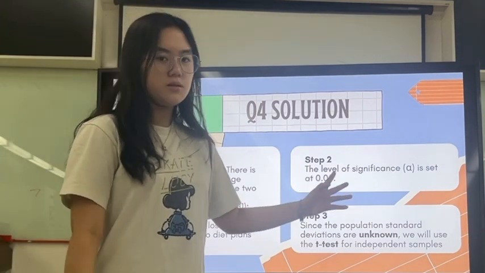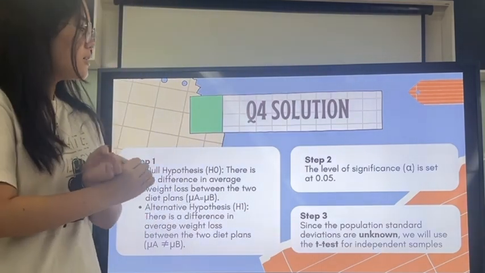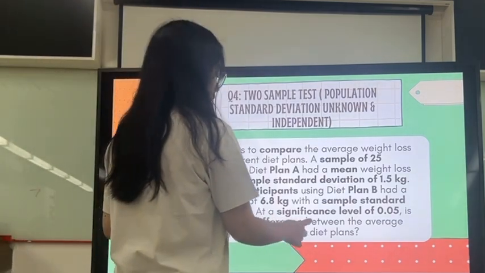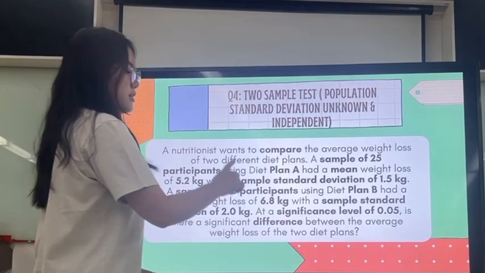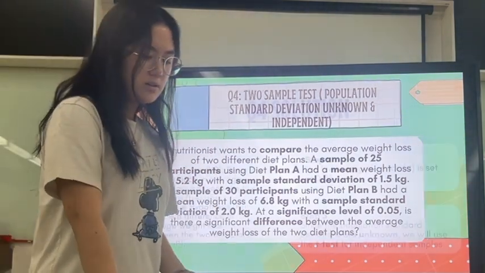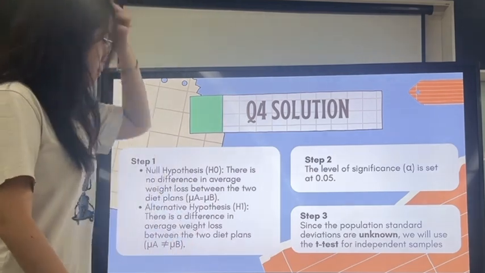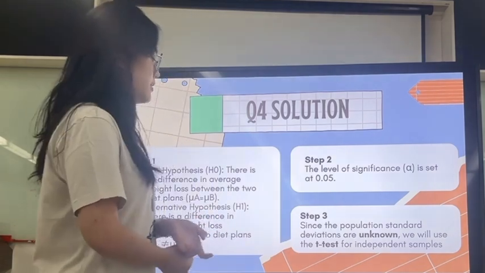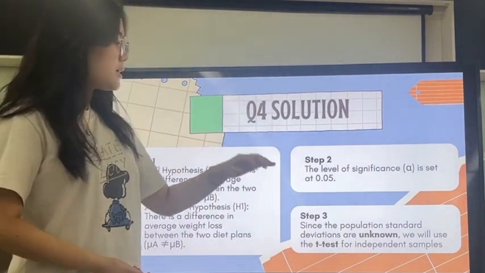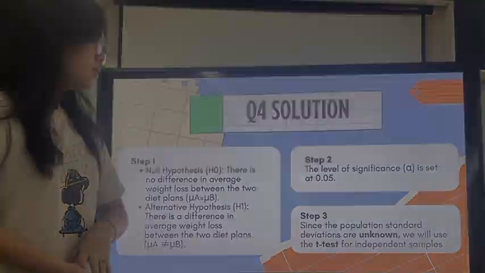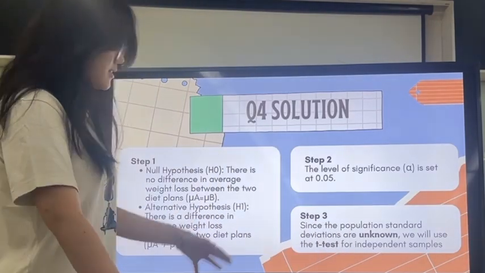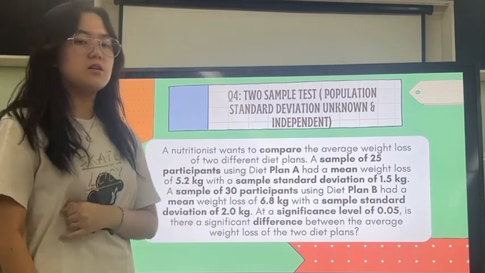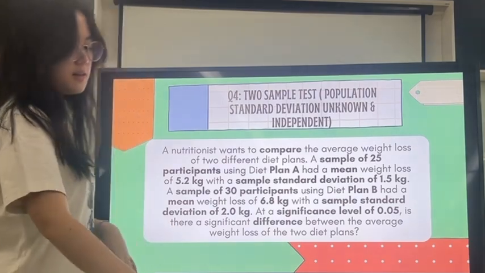Then step 2 is we're going to find the significance level. From the question we can already see the significance level is 0.05. So step 2 is finished. Step 3 is deciding if we're going to use the t-test or the z-test. Because the population standard deviation is unknown, we're going to use the t-test. Why is it unknown? Because from the question we find the sample standard deviation, not the population standard deviation.